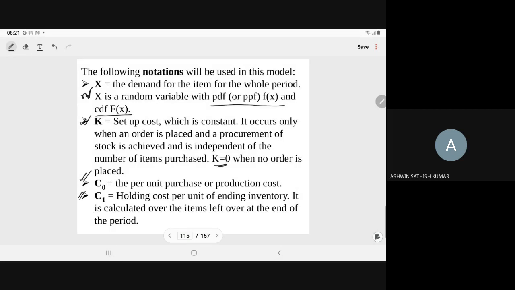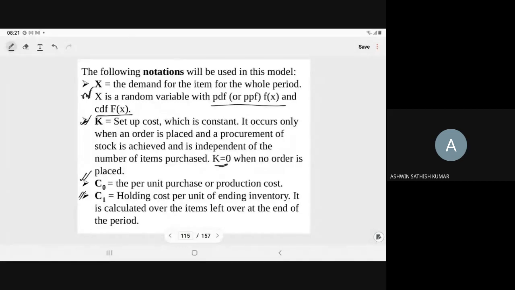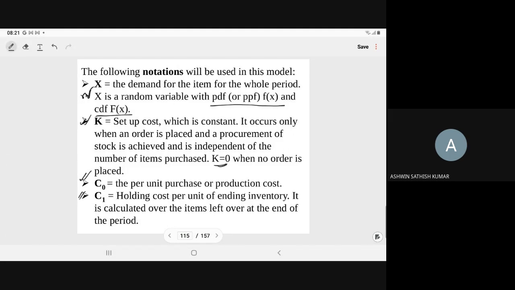As I have told you, holding cost here governs only the leftover item. So holding cost per unit of ending inventory. Ending inventory means leftover item. It is calculated over the item leftover at the end of the period. It is such a short period model that in that period you have to bother only about the holding cost, or cost related to the leftover item.